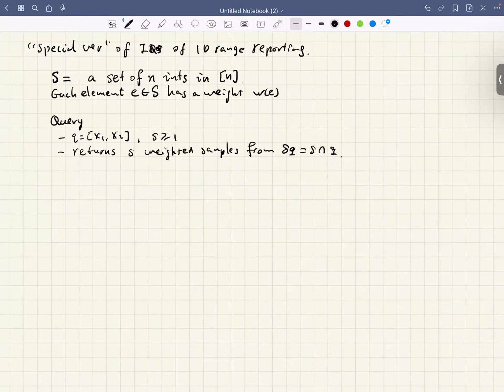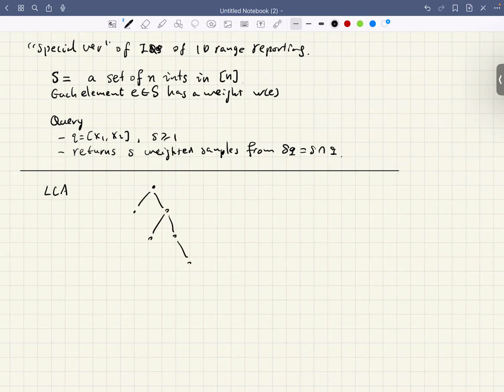Before continuing, I have to mention a very famous result in computer science. This is called LCA, which stands for lowest common ancestor. This is something orthogonal to what I'm about to solve. Here you have an arbitrary tree. This tree is not really the tree in tree sampling. It doesn't really matter, it's an arbitrary tree.